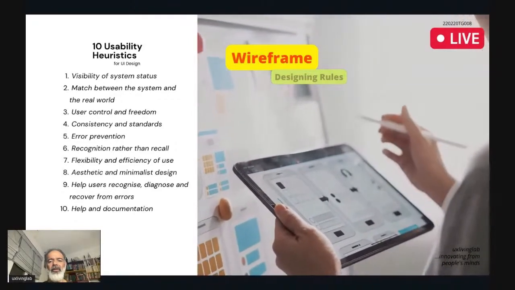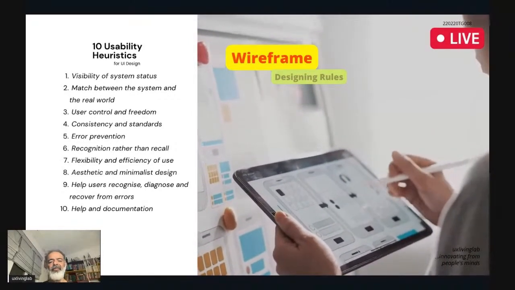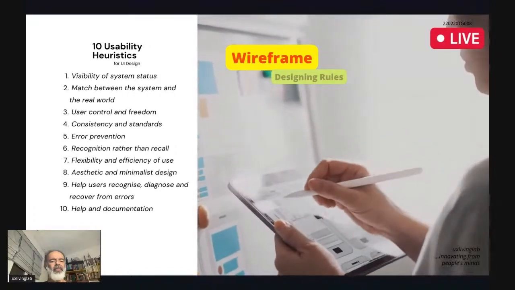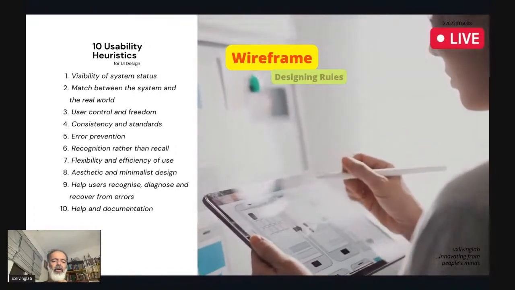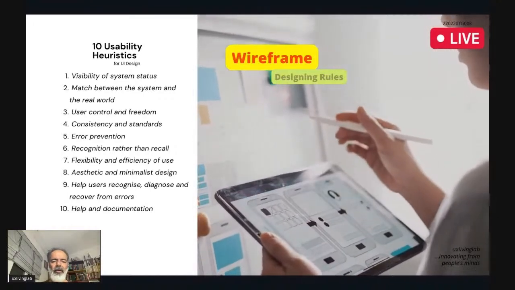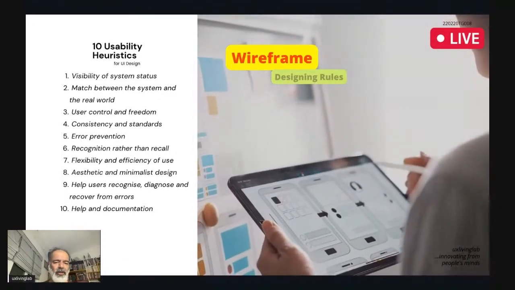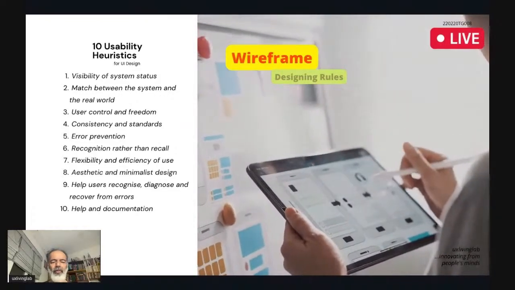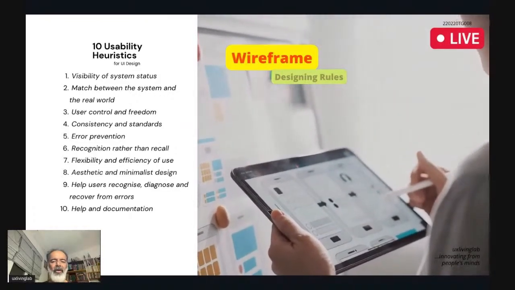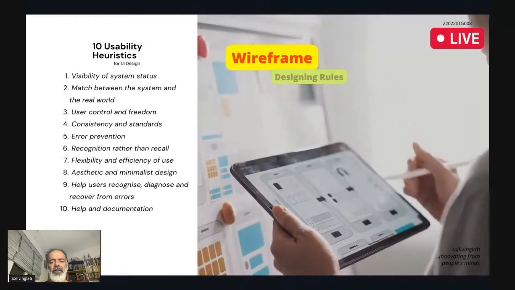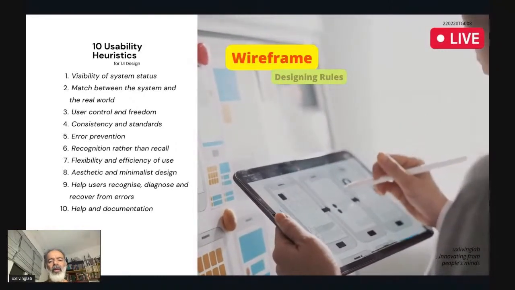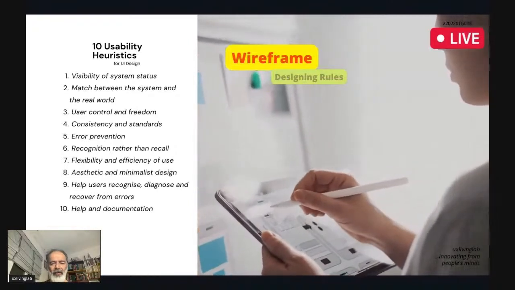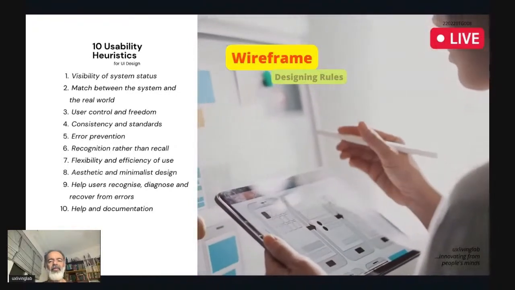So that's why I'm saying that whenever you design an interface, 50% of the screens you are using, 50% of the messages you are using, are to fulfill these 10 usability heuristics. That's why the design rules are so important, and we have to follow these rules in every part of design. You have to implement these rules in the wireframing stage itself.